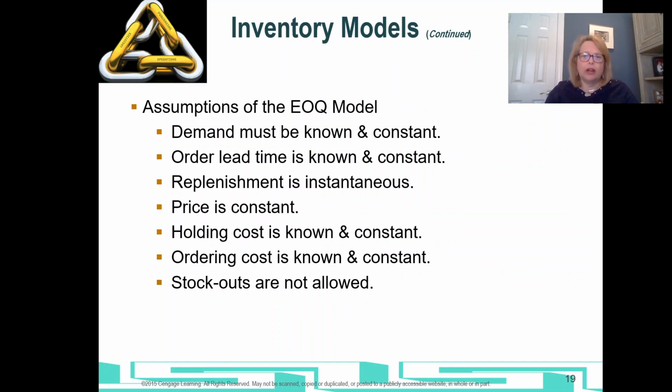Assumptions of the EOQ model: I need to know how many of these I need, and it has to be constant. I'm going to need 1 lunch every day for 5 days. The order lead time: I need to know how long it takes me to order the bread, how long it takes to get all the stuff that I need to buy. I need to have replenishment be instantaneous, so when I use something up, it's got to be replaced immediately. The price has to be constant. I have to know how much it's going to cost me to store it. I have to know how much it's going to cost me to set it up. And I cannot run out of anything. I cannot get down to make the last sandwich and only have 1 slice of bread.